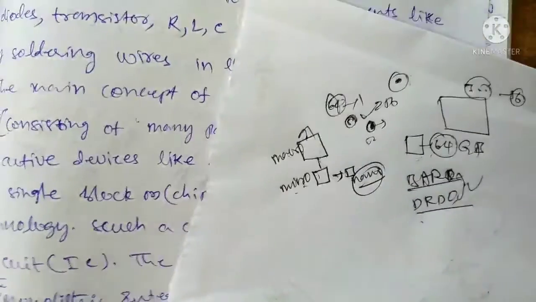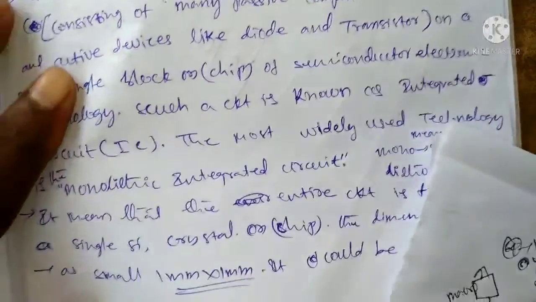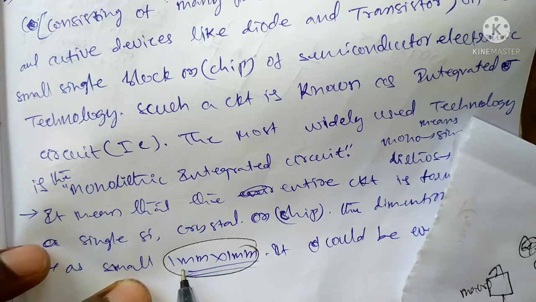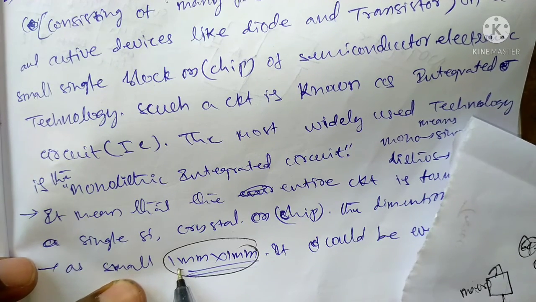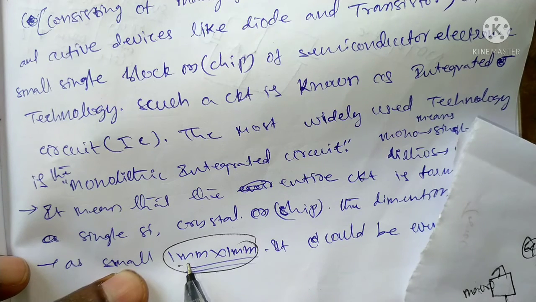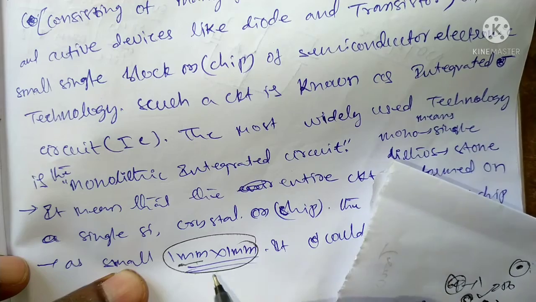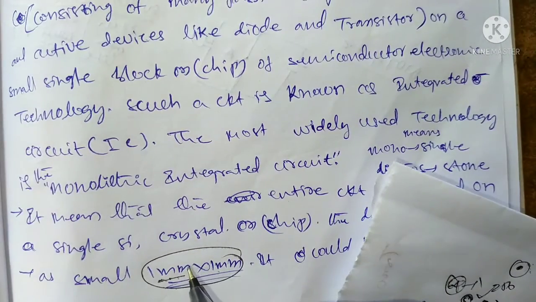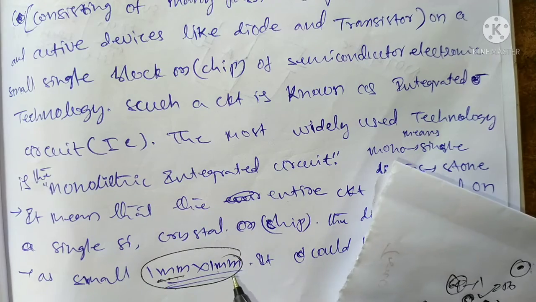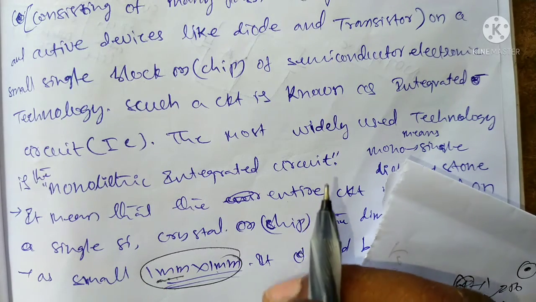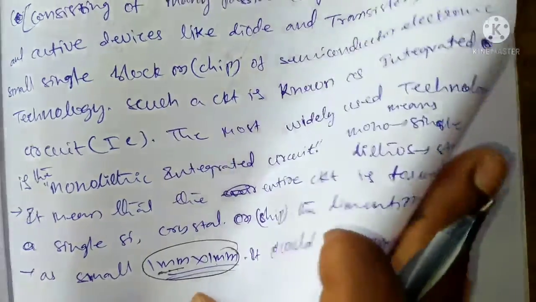The thickness of the chips is very small, like this. The thickness of the chip or crystal is 1 mm. Length and breadth are also a small size for the chips. The best example is silicon crystals, which make small chips. They have more information, more signal, more energy.